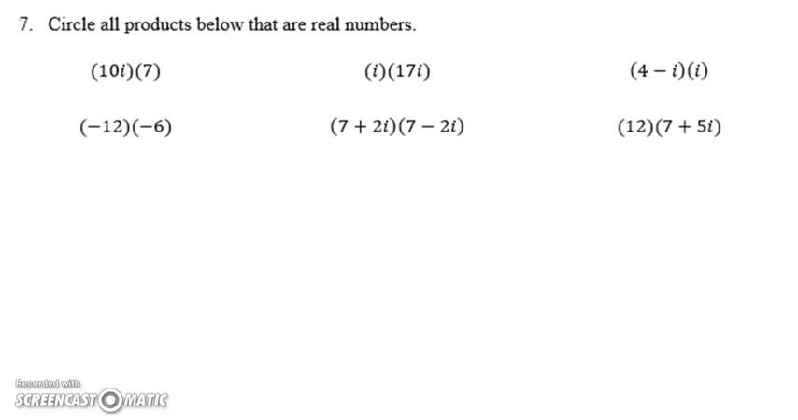For number 7, it says circle all products below that are real numbers, which means that we can't have any imaginary numbers in our final answer. So we have to do each one individually and see which ones result with real numbers and which ones result with an imaginary number. So for the first one, we have 10i times 7, and when I multiply those, I get 70i. Now from here, we have to see if we can simplify anything. We can't combine anything, we can't substitute anything, it's simplified as far as it goes. Therefore, because this i is still in there, it's not a real number.